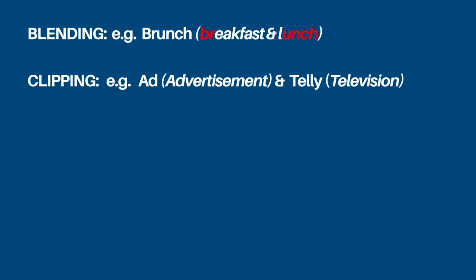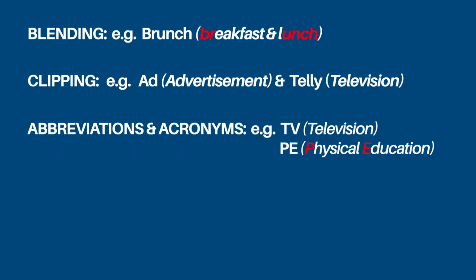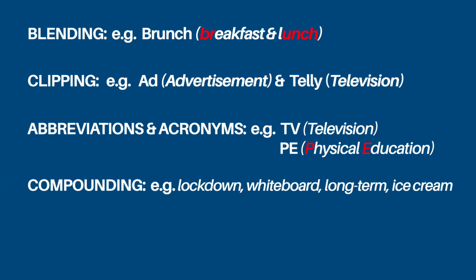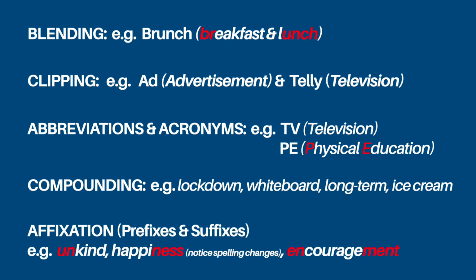Which makes me think of another way we form words, which is abbreviations and acronyms, such as TV for television and PE for physical education. This last one is an acronym because it takes the first letter of different words. But the two main ways of forming words in English are compounding, putting different words together, and affixation, using prefixes and suffixes.